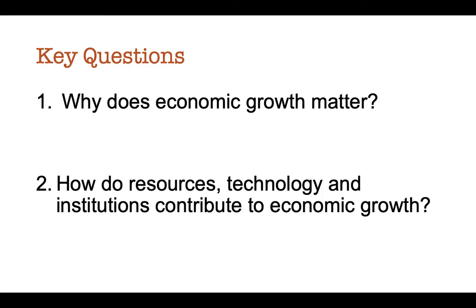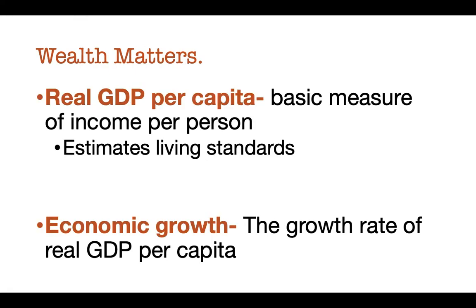The key questions for this topic are, why does economic growth matter? And then how do resources, technology, and institutions contribute to economic growth? So our statistic for economic growth is the combination of those three concepts that you should already know: real GDP per capita. Real is adjusted for inflation, GDP is production, and per capita means per person. So this helps us estimate living standards in a nation. It gives us average income per person.